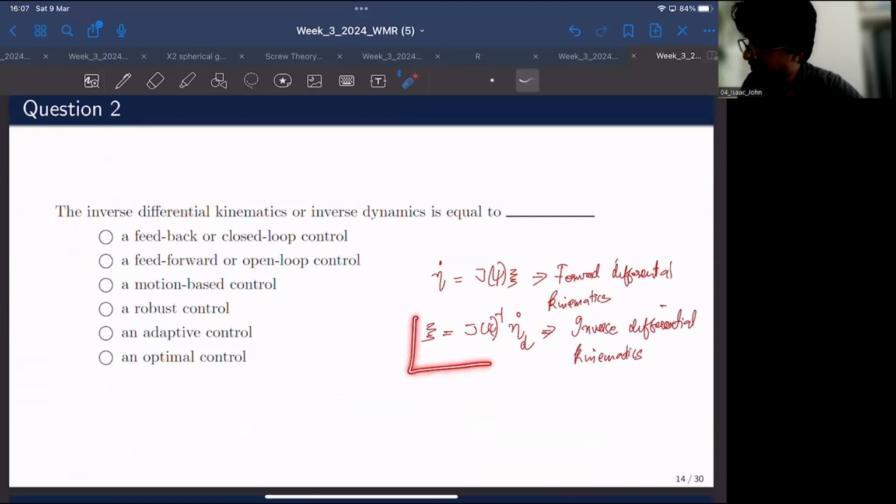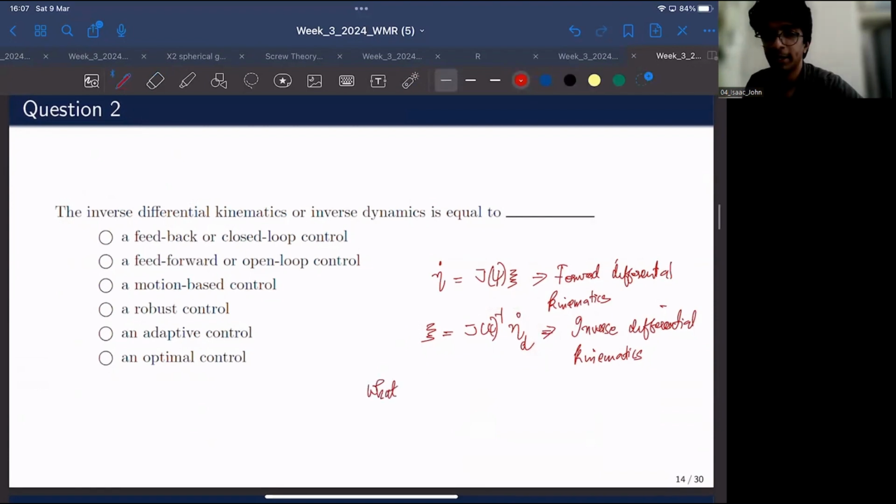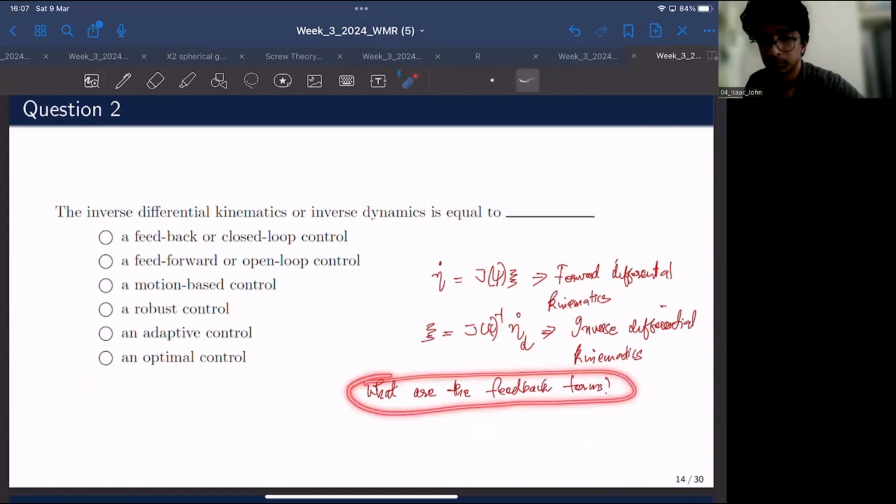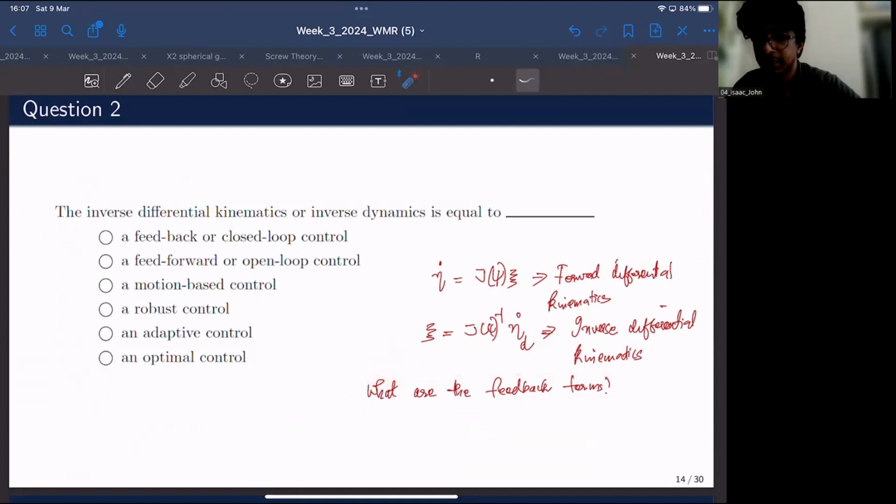And based on this, can anyone say whether this is an open loop or closed loop control? So what are the feedback terms? In order to find whether it is an open loop or closed loop term, you only need to check for feedback terms. Are there any feedback terms here at all? Is there anything that is coming from the sensors? Anything coming from the external sensors?